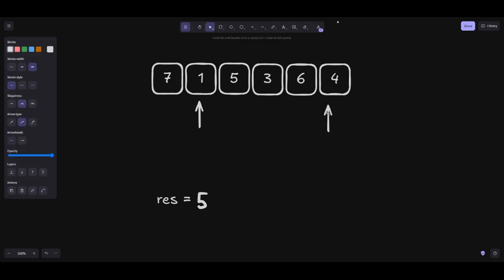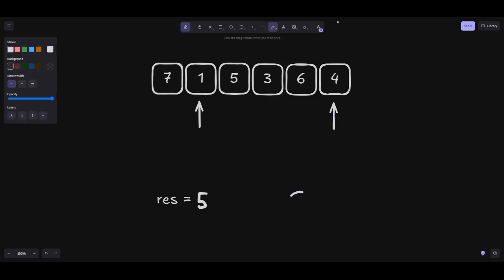Then we keep going. 4 minus 1 is 3. We don't have to replace anything. And we are done. The result is 5, and we can return. The time complexity of this is going to be linear, O of n, because we have to iterate through the entire array. And the space complexity is going to be constant because we're only storing 2 pointers and the result.